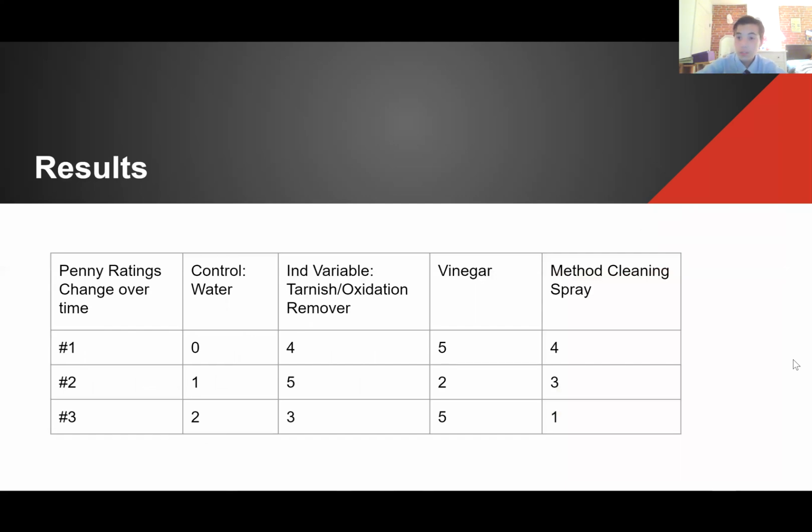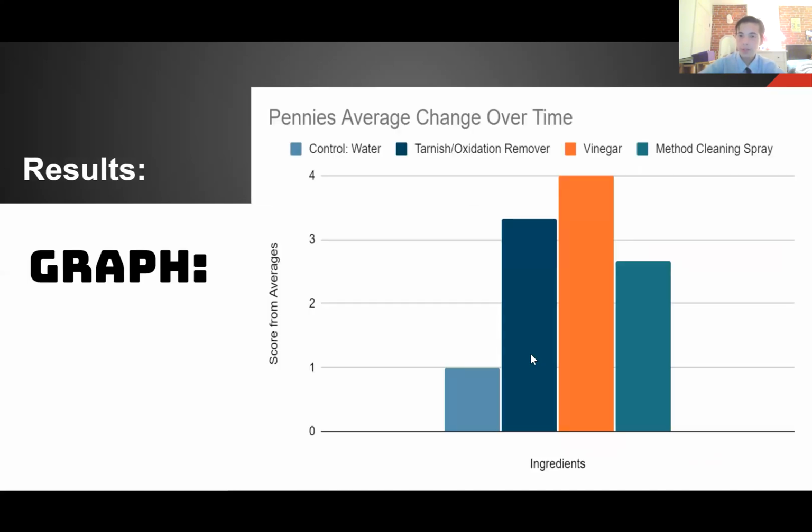These are the results. This is the penny ratings change over time. So the first penny of water had no change, so it was given a 0. The second penny of water changed from a 6 to a 5 over the entire experiment, and so forth. Here's our graph, and it shows that vinegar had the best change average rating over time.